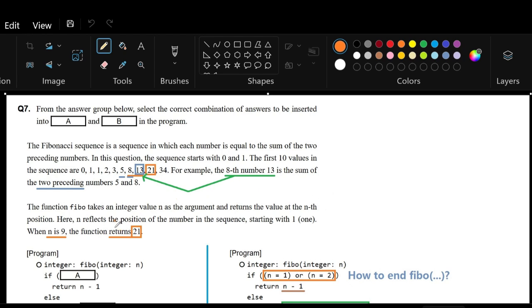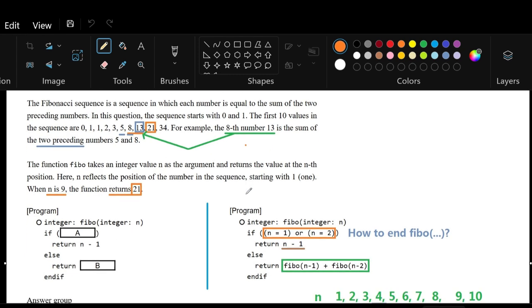The function Fibo takes an integer value n as the argument and returns the value at the nth position. Here n reflects the position of the number in the sequence, starting with 1. When n is 9, the function returns 21. Okay, so if it's 8, then the number returned is 13. If it's 9, the number returned is 21.